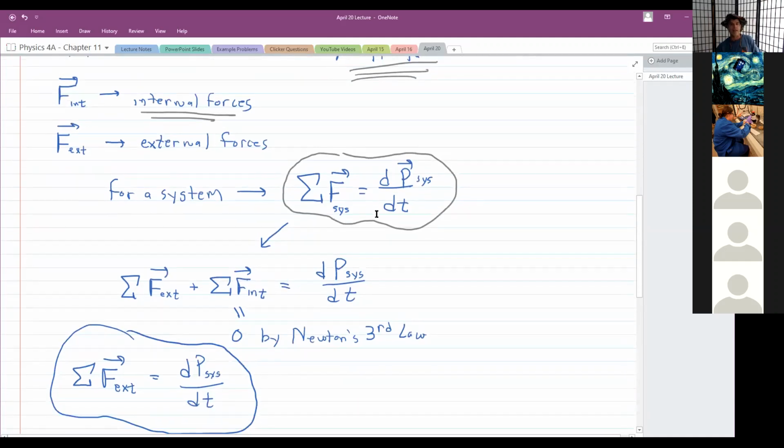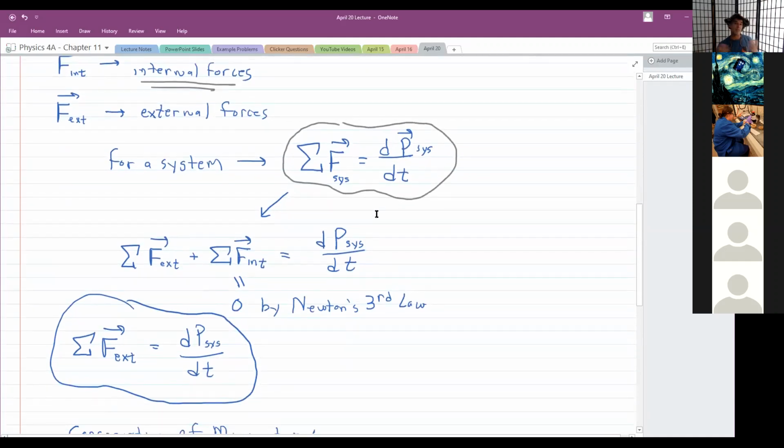And I can classify the sum of the forces, I can break it up into 2 different sets. I've got internal forces and I've got external forces. So when I say the sum of the forces on a system, now what I'm just doing is rewriting it as there's 2 kinds of forces. They're either external or internal.